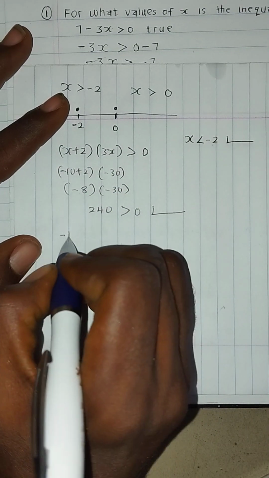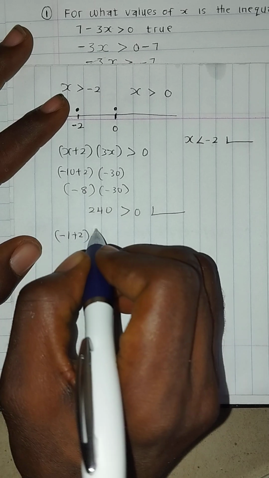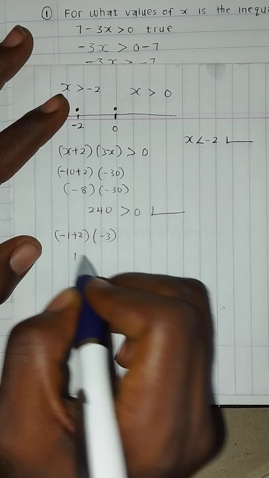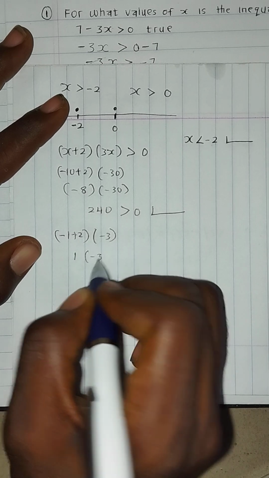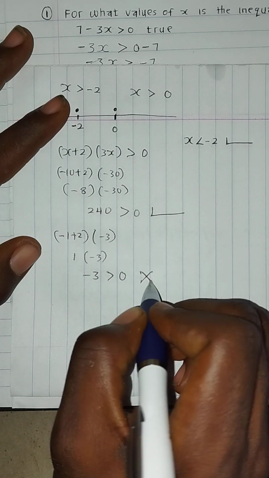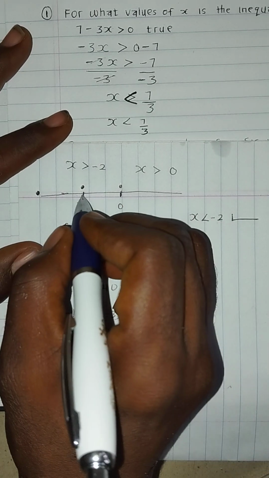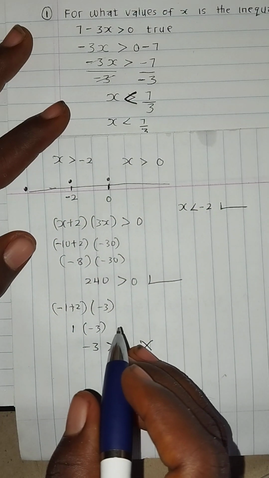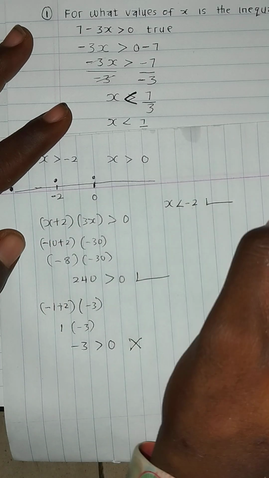Minus 1 plus 2, and 3 times minus 1 is minus 3, right? Let's check. Minus 1 plus 2 is 1. 1 times minus 3 is minus 3. Is minus 3 greater than 0? No. That means there is no number in between minus 2 and 0 that can satisfy the inequality.